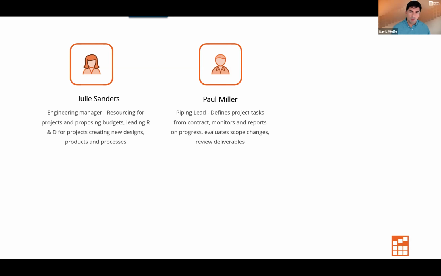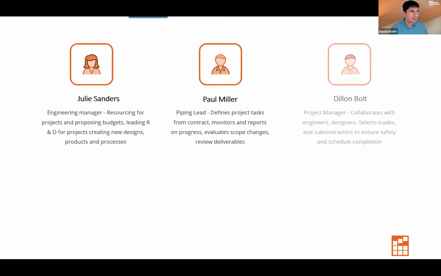And so we really want to help facilitate this conversation around bringing together all the parties to help design and decide on a better process. And so one of the other key roles in that is going to be project management. And so we have Dylan in this role as a project manager.